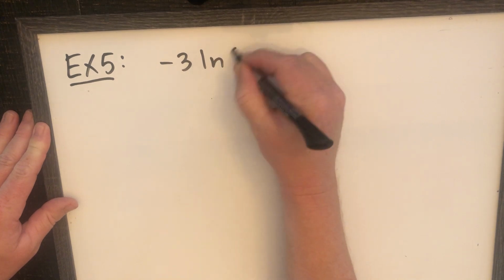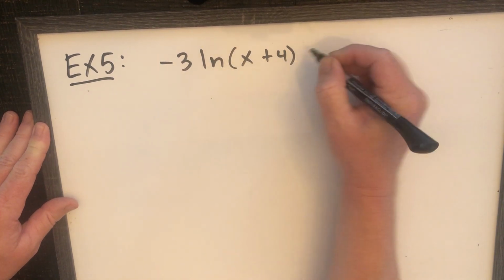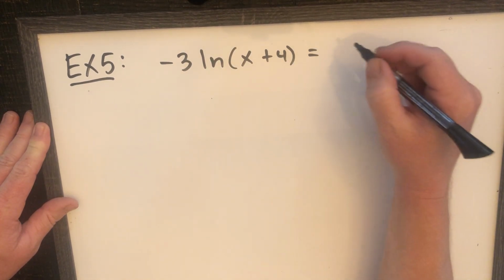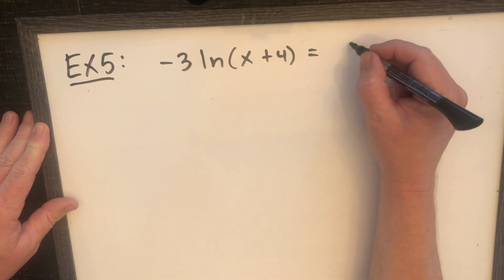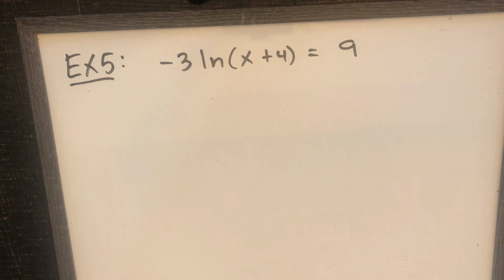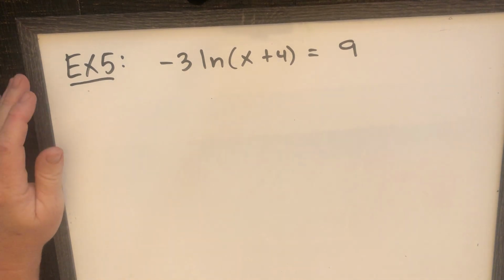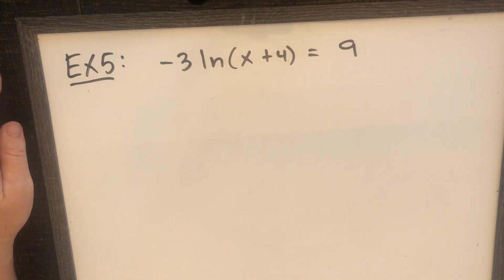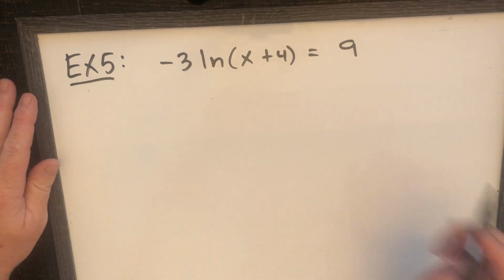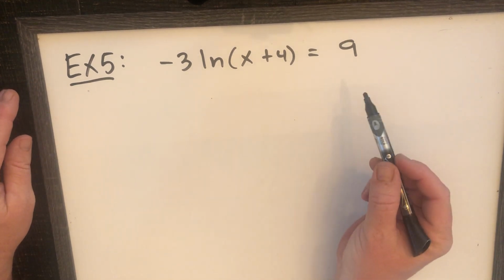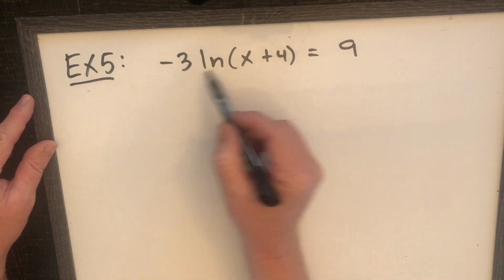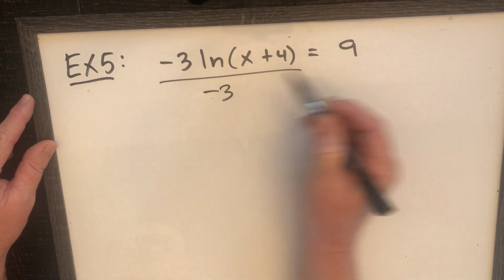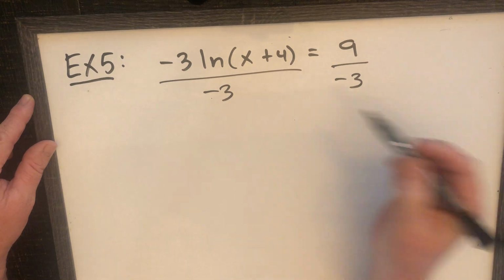Negative 3 ln of x plus 4 is equal to 9. This one will work out a little less trivial. So again, we want to isolate the ln. So we need to get rid of this coefficient here. We're going to divide both sides by negative 3.